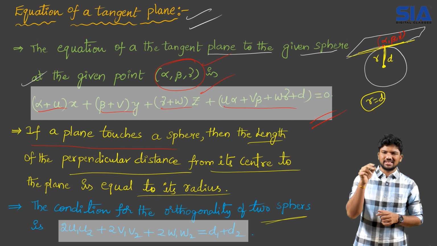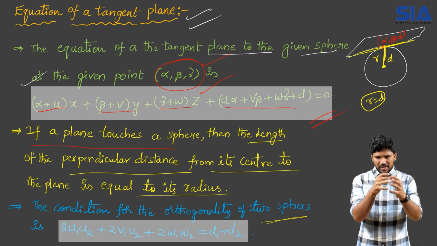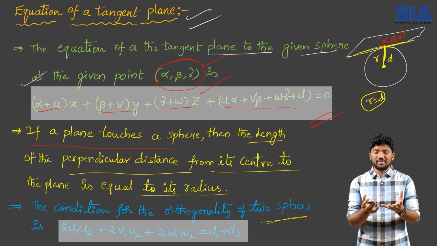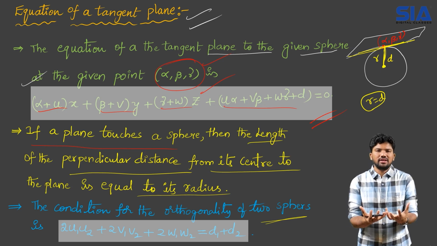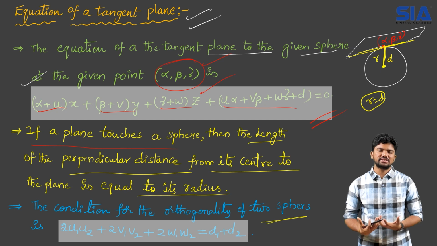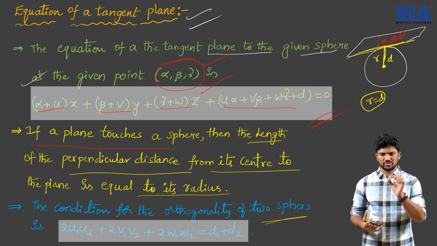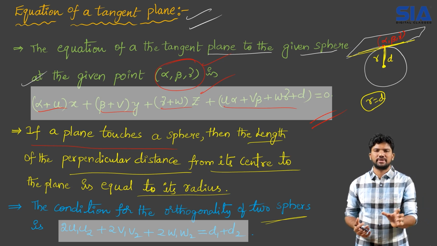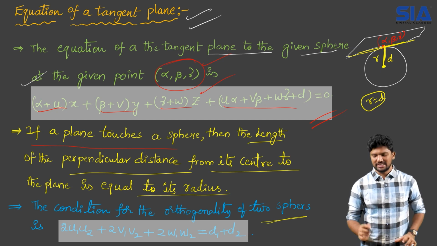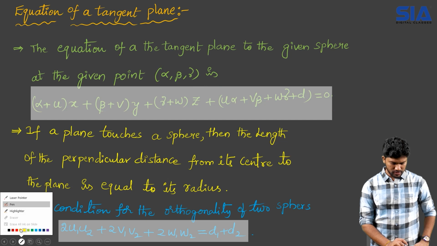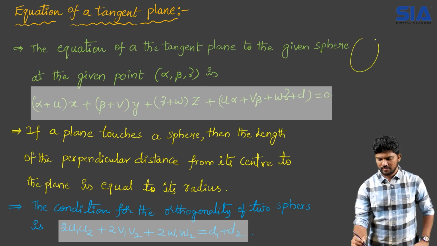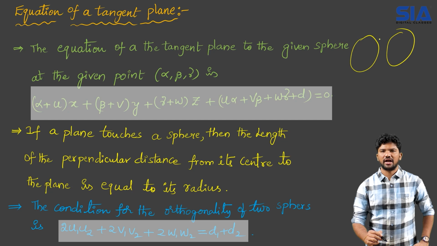If two spheres are perpendicular to each other, they are making 90 degrees. So how can we see the angle between the spheres? To calculate the angle between the spheres, we have to take the tangents. For example, I'll write like this: take two spheres in this format, one sphere and one sphere.